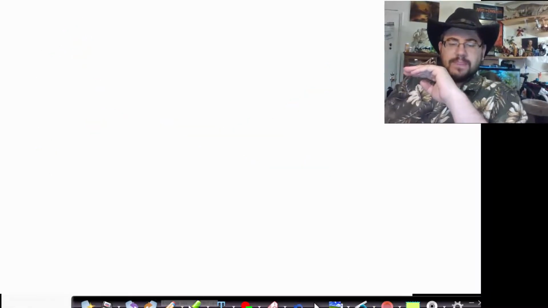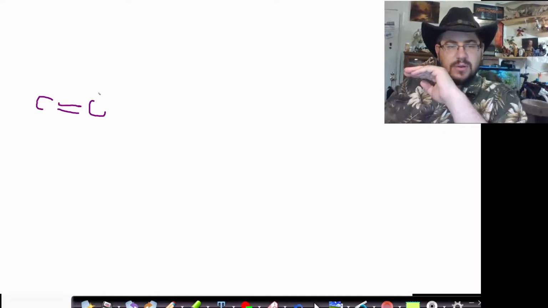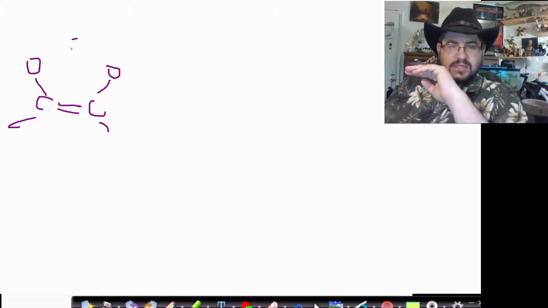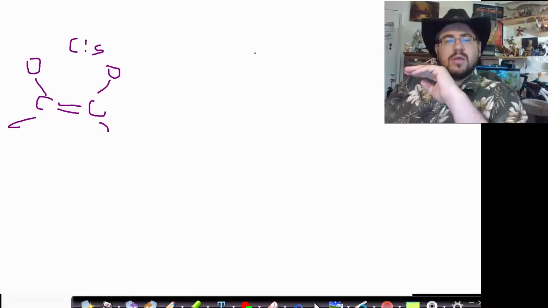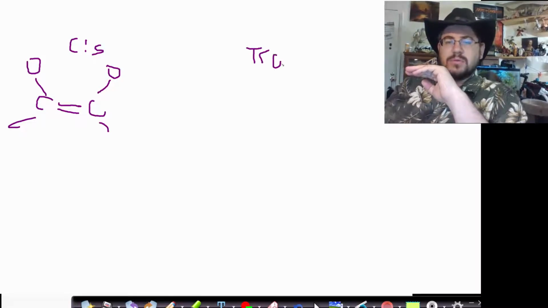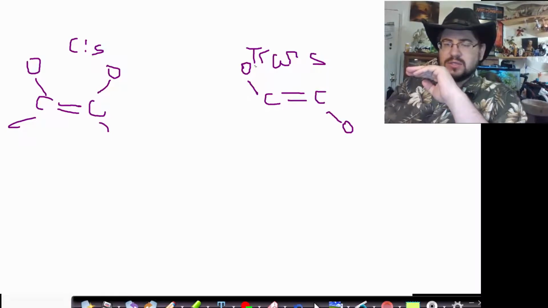So, a cis isomer with my oxygen example right here, this is a cis isomer, and a trans isomer is where the oxygens sort of, you could think of it as transmit across. Trans across the double bond there.